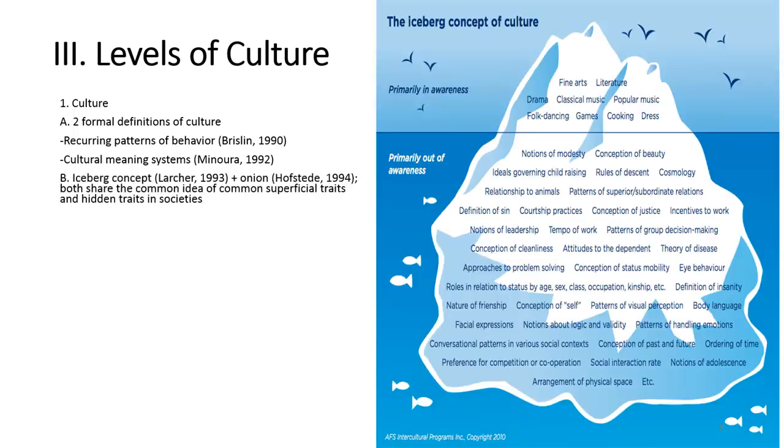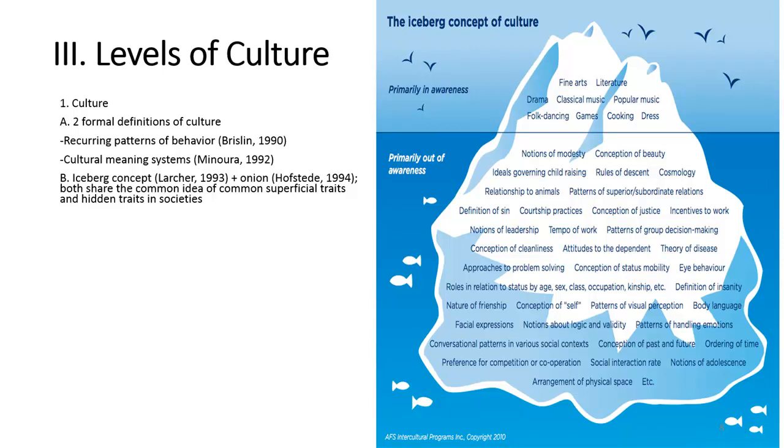And he shares 2 metaphors to help us understand culture a bit better. He talks about the iceberg metaphor and also the onion. And the point of sharing this literature is for us to see that both of these ideas from these scholars share the common idea that there are some superficial traits about culture that are obvious and very overt, but there are these hidden traits about culture that we need to be aware of.